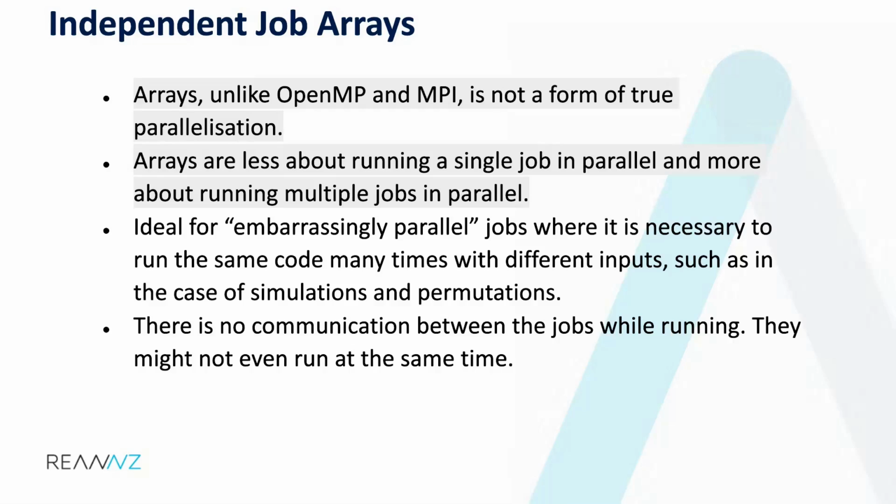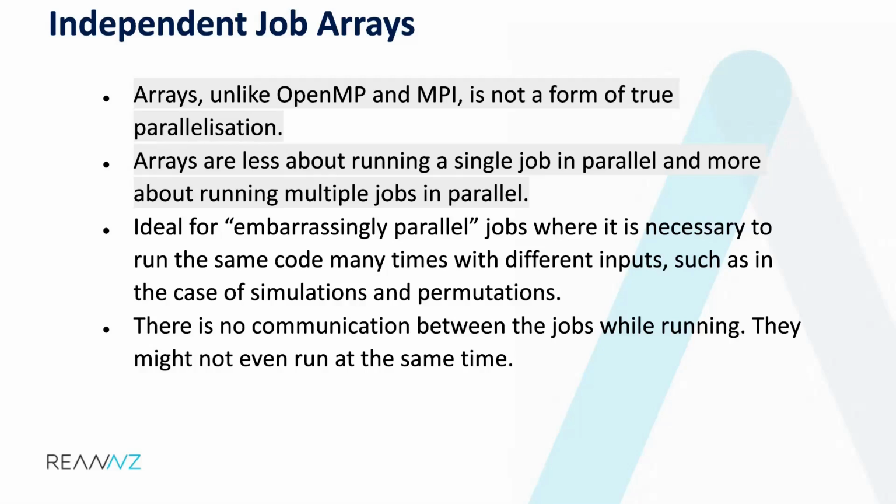Now let's take a look at the last form of parallelization, independent job arrays. The truth is that this method of parallelization is not a real form of parallelization, as unlike multi-threading and distributed programming, there is no communication between tasks. Instead, arrays are a method of efficiently iterating on a task. This method is ideal for what are known as embarrassingly parallel tasks, where you essentially just need to do the same thing over and over and over again.